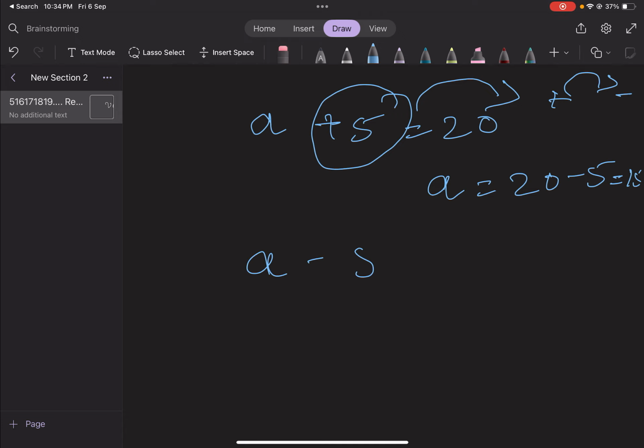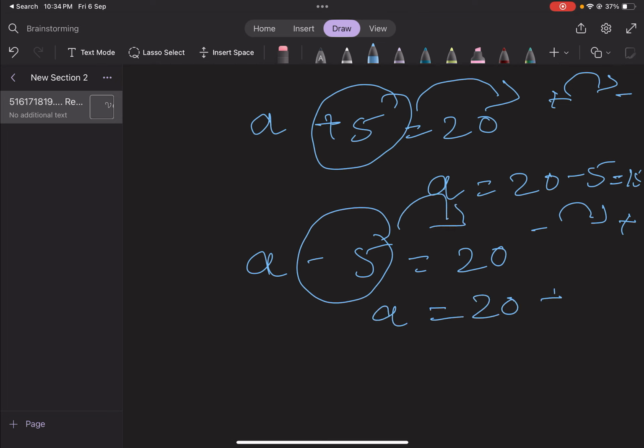a minus 5 is equal to 20. Because it's negative, when I shift it, it will be plus. So it is minus 5, I'll shift it, it will be 20 plus 5. So a is going to be 25. Till here it is clear, is it?